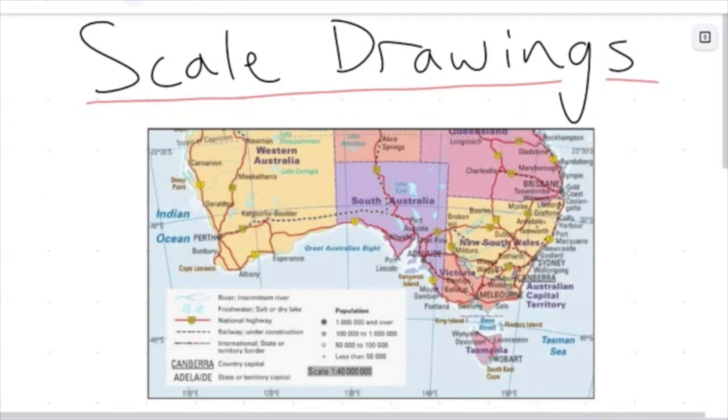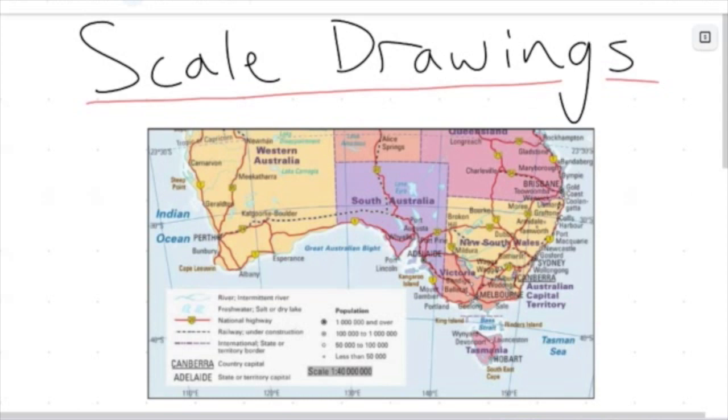Hi everyone, and welcome to our last video in the ratios portion of this series. Today we're going to look at one final application of ratios, and this is the idea of scale drawings.